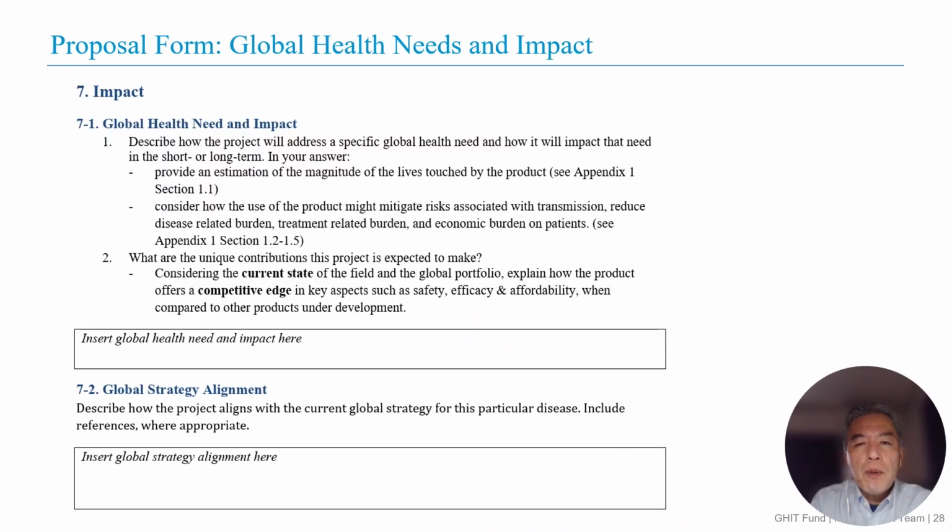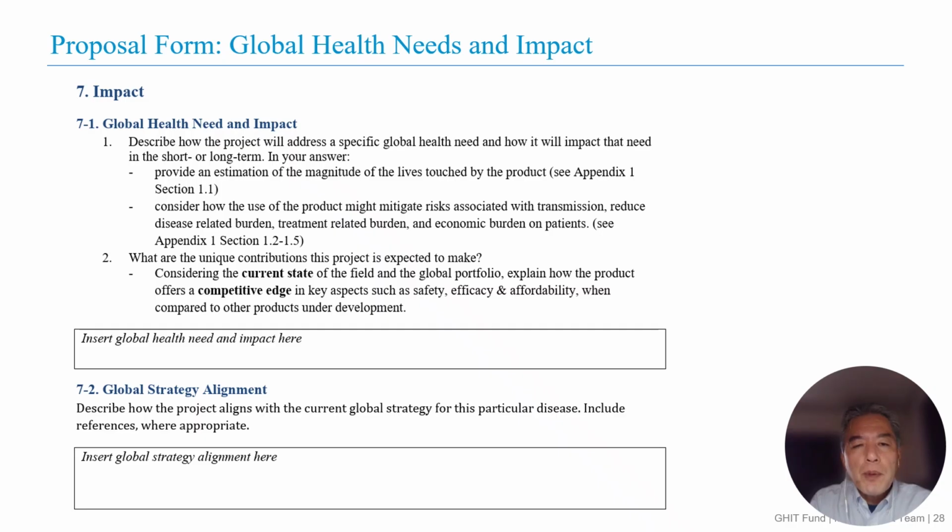Going back to the proposal form, let us highlight the section on global health needs and impact. This section is especially important for PD proposals. In addition to the scientific merit, GHIT places a strong emphasis on the global health impact of your project. You can demonstrate this by describing points including the number of lives potentially impacted, how your product could reduce the disease burden, and its contribution to the global health portfolio, aligned with international strategies such as WHO roadmaps.